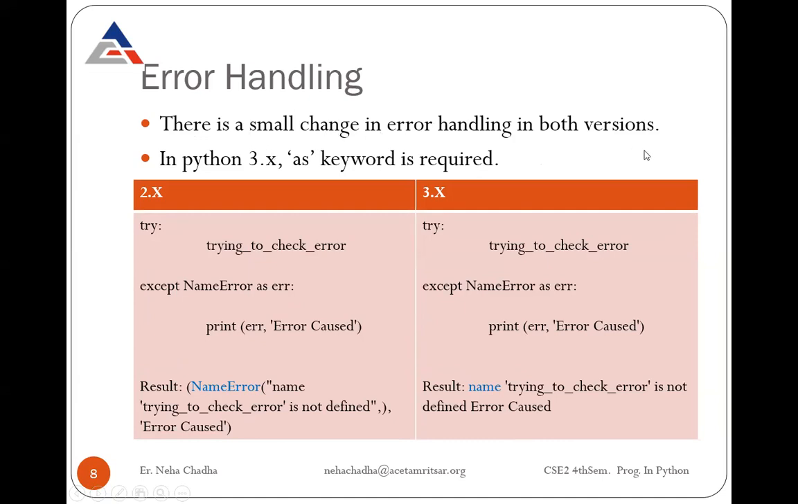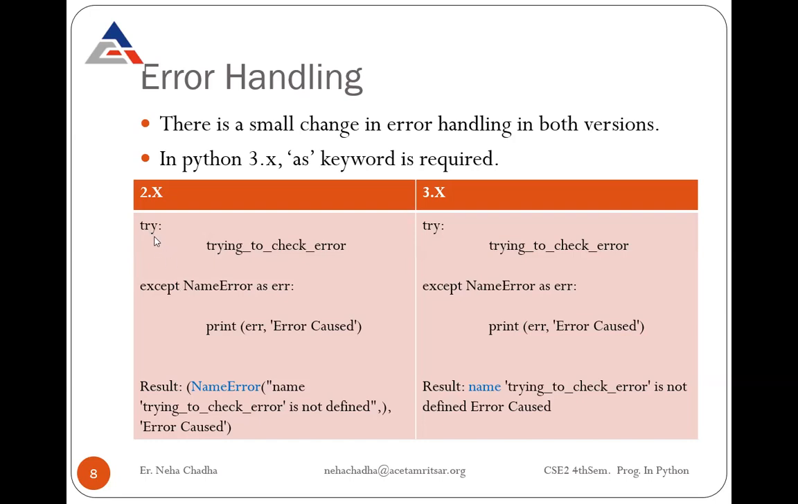There is a small change in error handling in both versions. In Python 3.x, the as keyword is required. Okay, I will tell you what has happened here. This is again the last portion of your syllabus. But to check the difference, there is a method called the try except method.